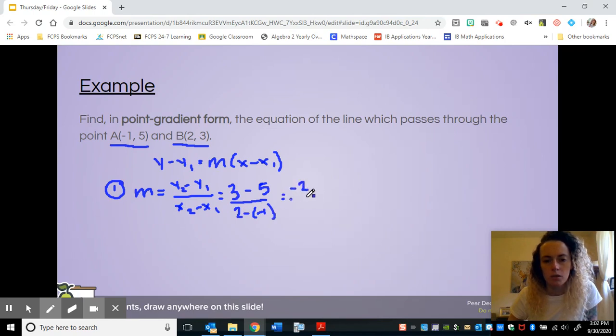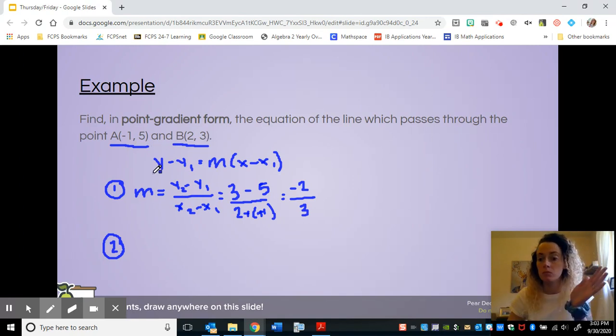So I get negative 2 divided by, remember, adding the opposite, 3. So I just get negative 2 over 3. The nice thing about point gradient form is now that I have my gradient, all I have to do is sub that in for m, pick one of the 2 points and sub in the x and y value from that point. That's it.